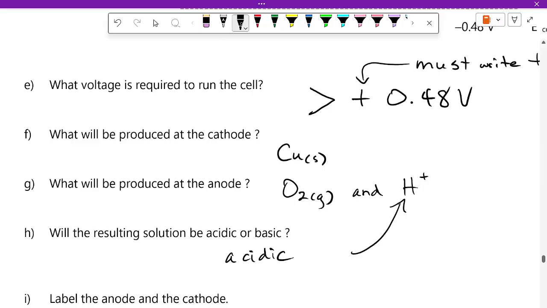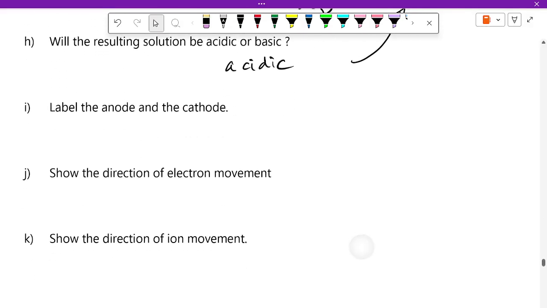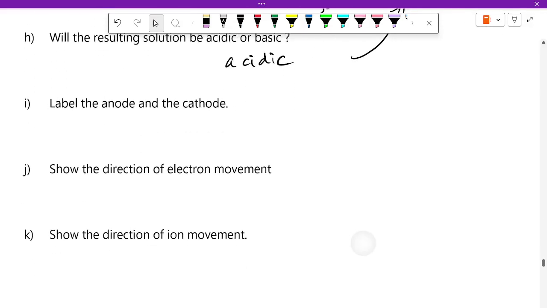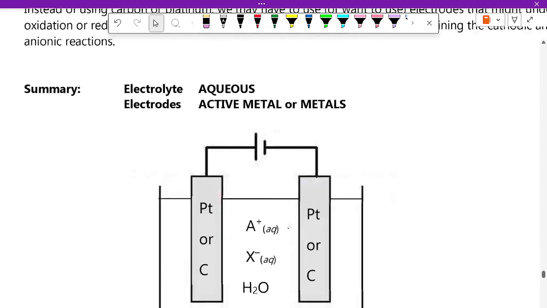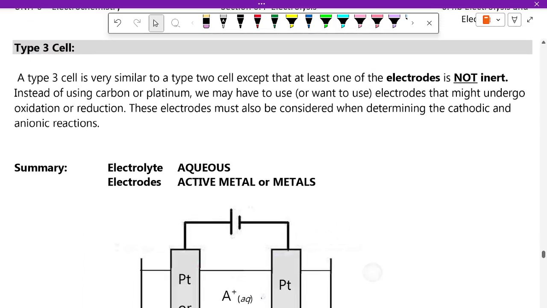Okay, and we've already labeled the cathode and the anode in our previous pictures. Show the direction of electron movement, show the direction of ion movement. We already did that, yes? So we don't need to go and do that again. Now we're going to look at a type 3 cell. Type 3 cell is just like a type 2 cell, except that the electrodes are not inert. And we specifically make them that way because maybe we need the electrode to provide ions or something like that, okay?